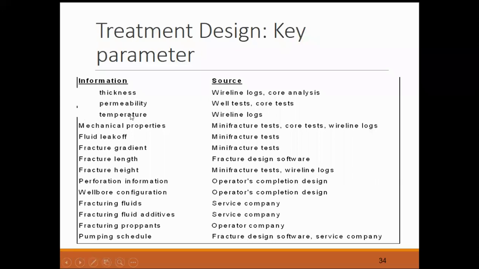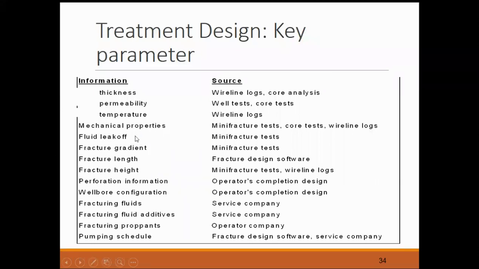What other information? Temperature, because it can hamper your frac fluid, so you have to know it. Open hole wireline logs can tell you about temperature: what is the temperature at the bottom? What are the mechanical properties of the formation? It means Young's modulus. You must have studied strength of materials. What is the toughness? What is the hardness? What is Young's modulus? What is Poisson's ratio? You have to know all these properties about your formation so that you can frac it efficiently.